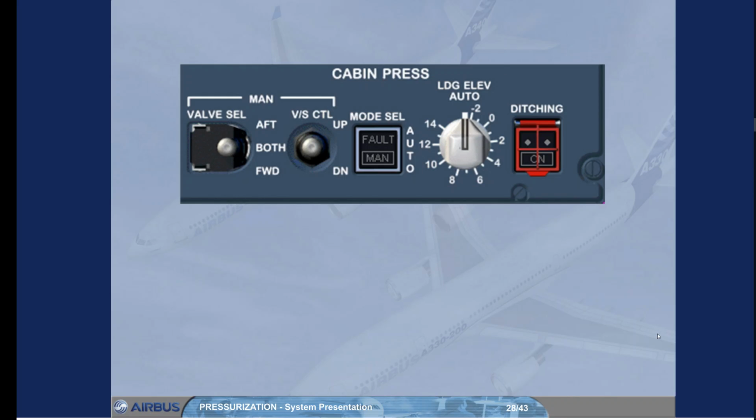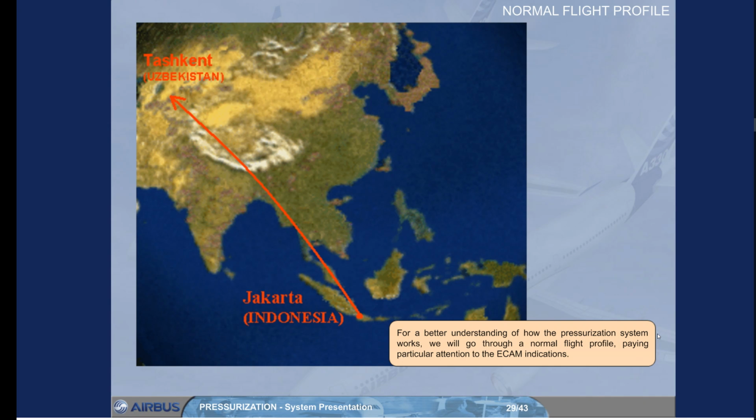The guarded ditching switch is provided to close all valves below the waterline, so that the aircraft can be sealed in the unlikely event of a ditching. For a better understanding of how the pressurization system works, we will go through a normal flight profile, paying particular attention to the ECAM indications.